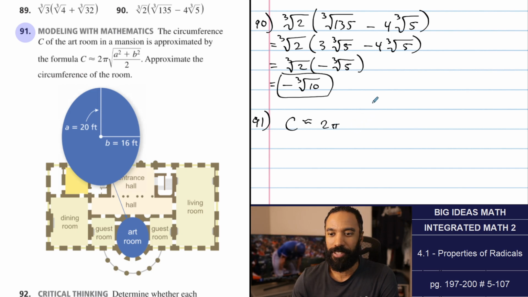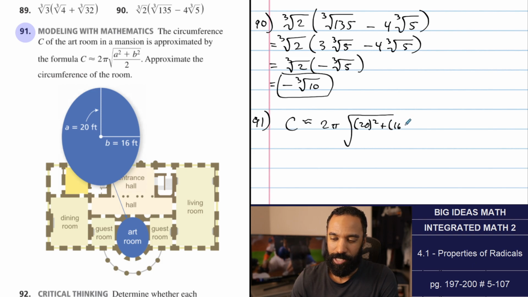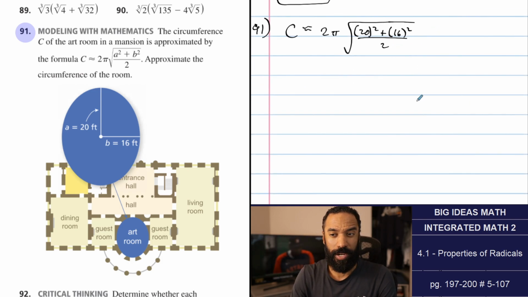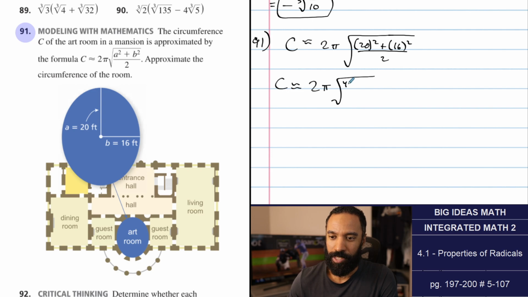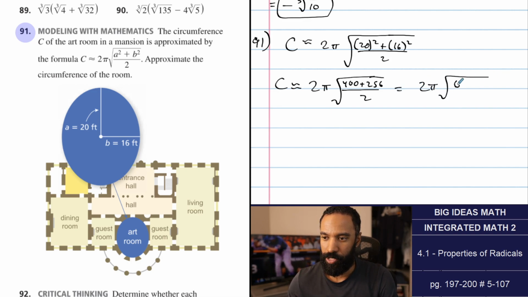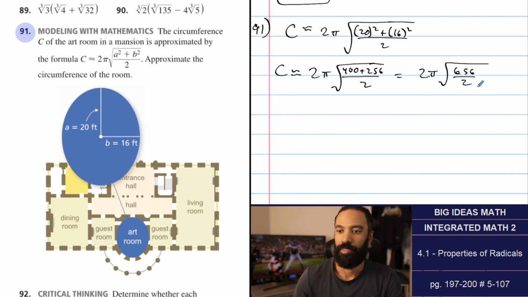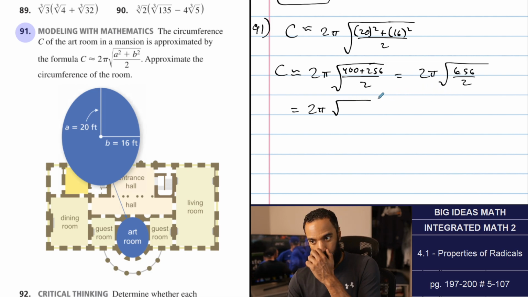I'm not drawing the diagram here, guys. 2 pi times the square root of 20 squared plus 16 squared all over 2. I can go straight into the calculator with this if they're asking me to approximate, right? Let's see where we're going with this. This is 400 plus 256 all over 2, which is 2 pi times square root of 656 all over 2, which is approximately 2 pi times 328.